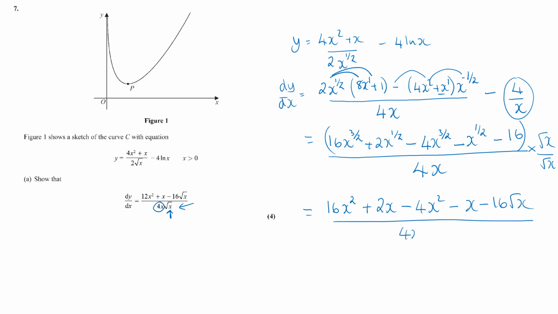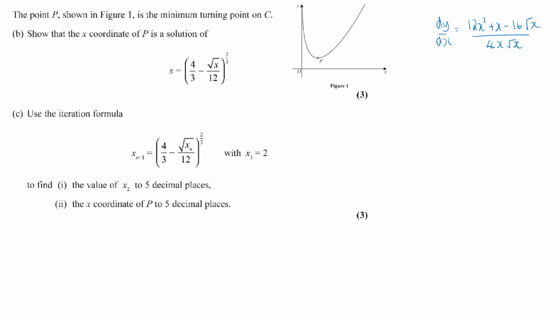over 4x root x. So now if I just tidy up, I've got 16x squared minus 4, which is going to give me 12x squared. I've got a 2x minus an x, which is going to give me plus x. I've got a minus 16 root x, and that's all over my 4x root x.